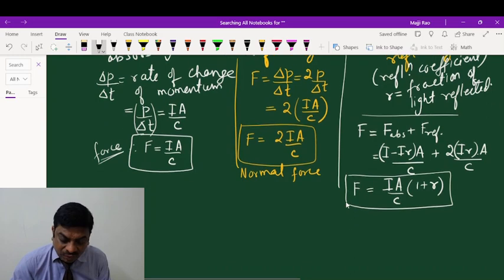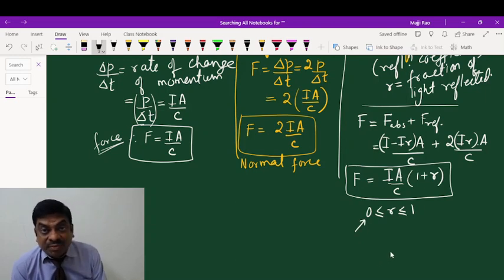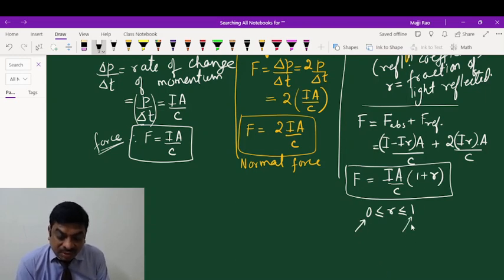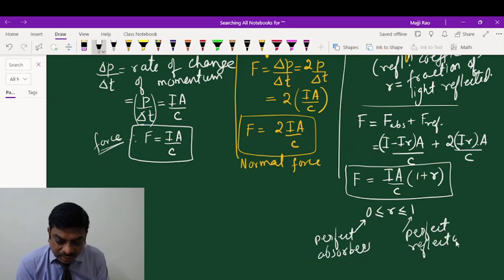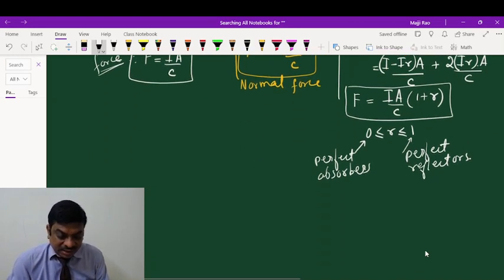The reflection coefficient will lie between 0 and 1. 0 for perfect absorbers and 1 for perfect reflectors. Okay, students, I hope that is clear. Is that making sense? Right.